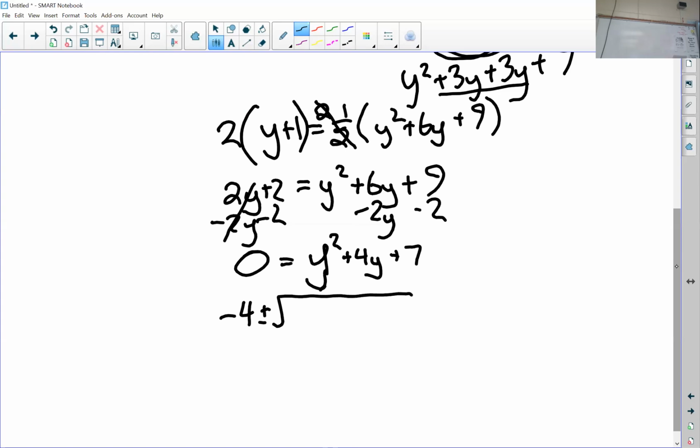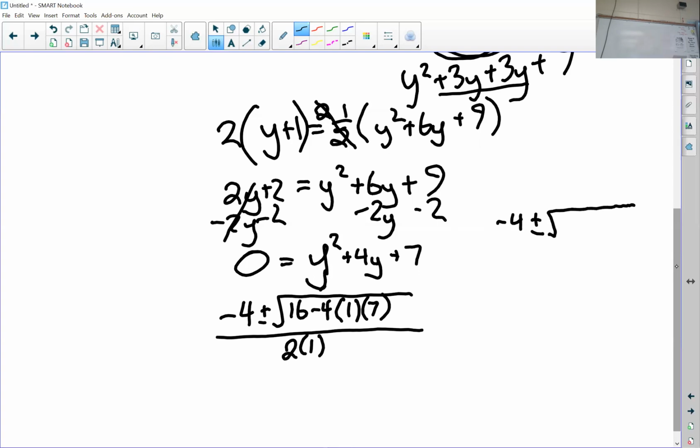Negative b plus or minus the square root of b squared minus 4 a times c, all over 2 times a. How do I simplify that part? So negative 4 times 1 times 7 is negative 28. 16 minus 28 is negative, I don't know.